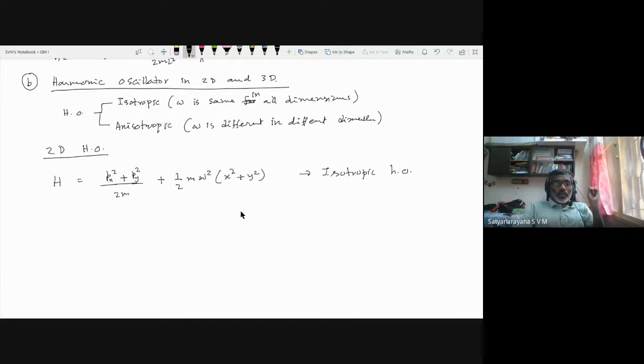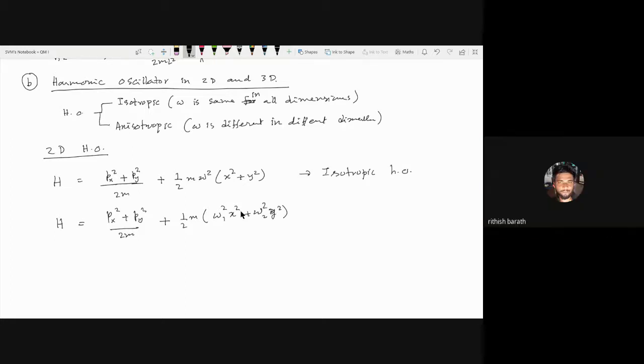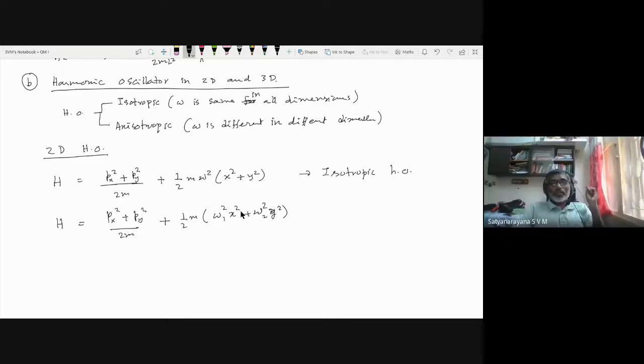On the other hand, if you have a Hamiltonian which is px square plus py square by 2m plus half m omega 1 square x square plus omega 2 square y square, then omega 1 and omega 2 are different. Then you have what is called an anisotropic harmonic oscillator.